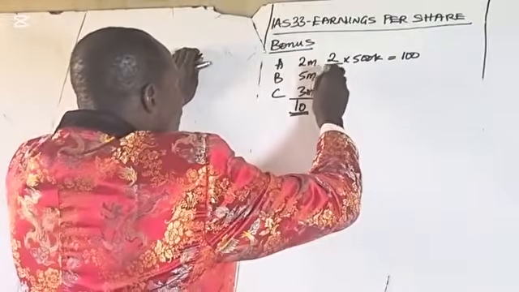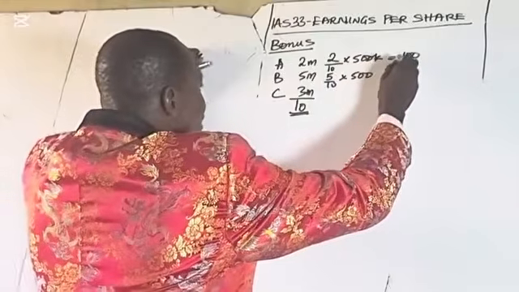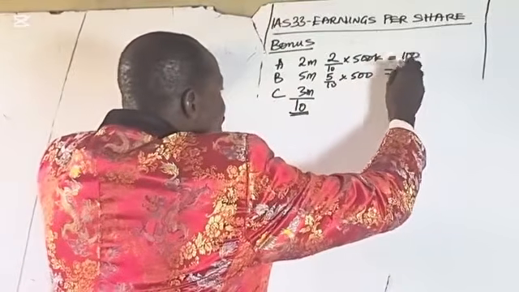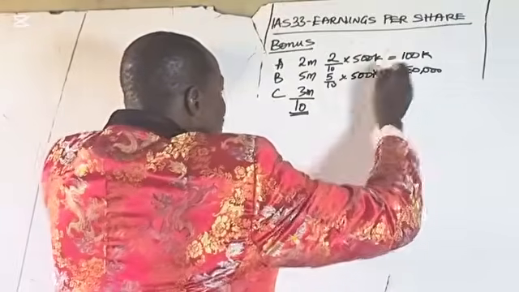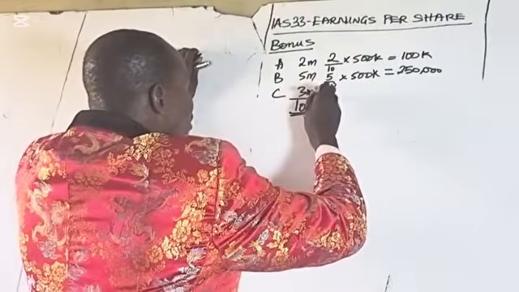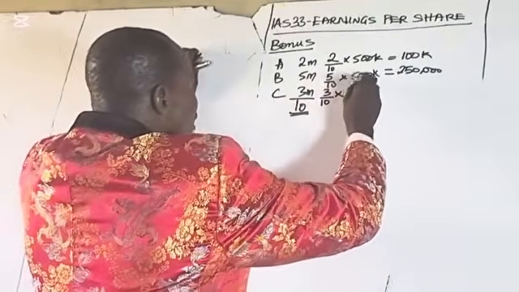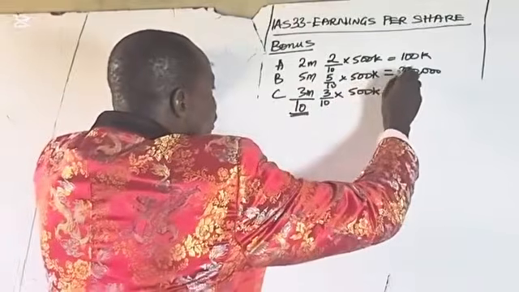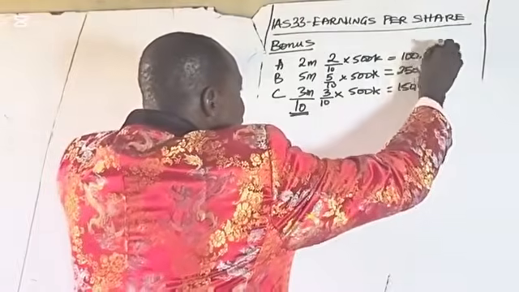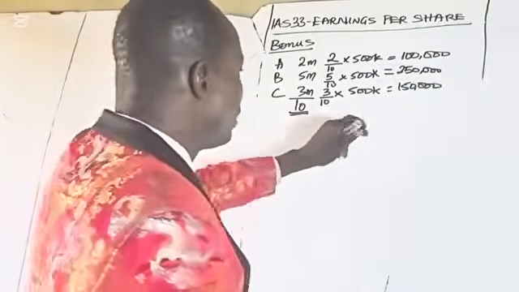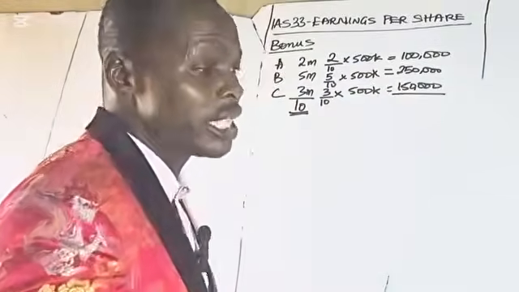Mr. B will receive 5/10 times 500,000. It means he will receive 250,000 shares. And this person will receive 3 million over 10 million shares times 500,000. This person will receive 150,000 shares. It means the bonus issue will be made to the existing shareholders in proportion to their shareholdings.